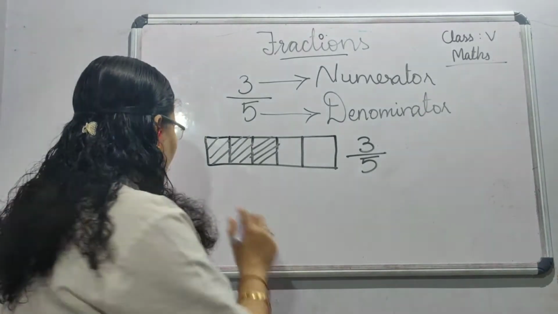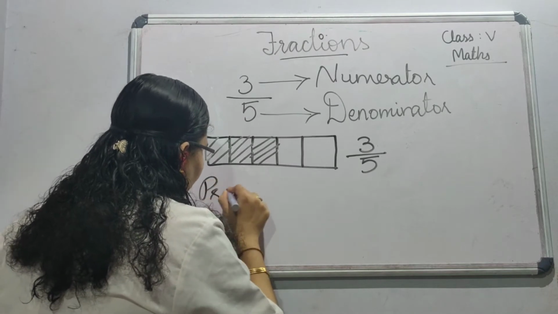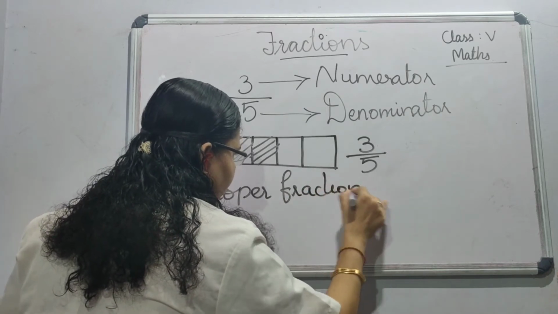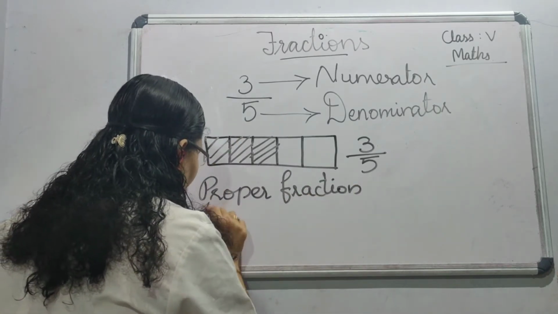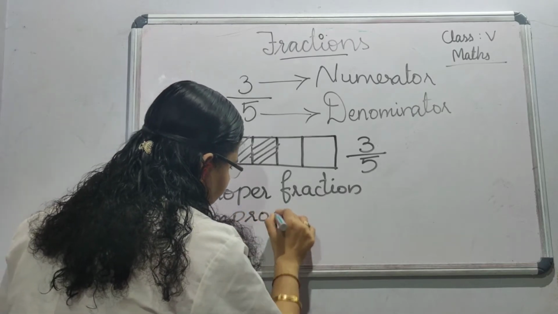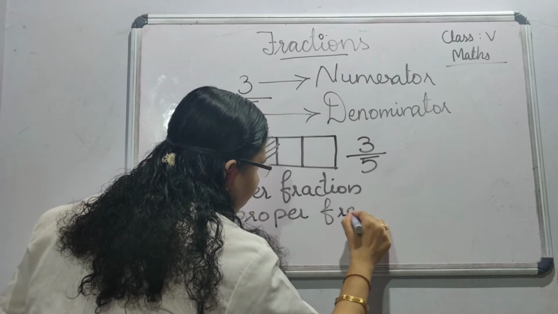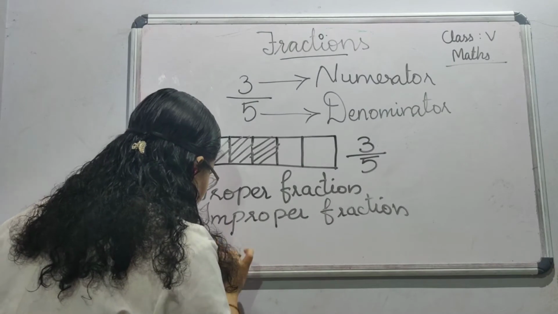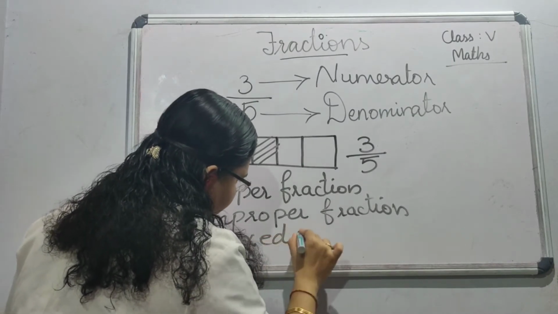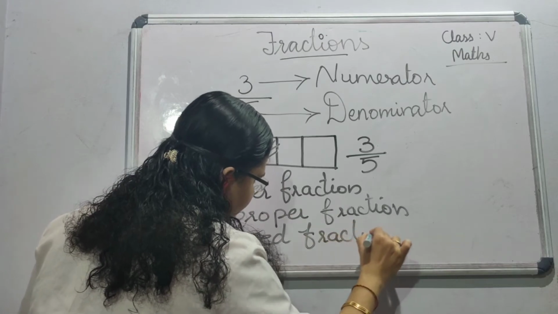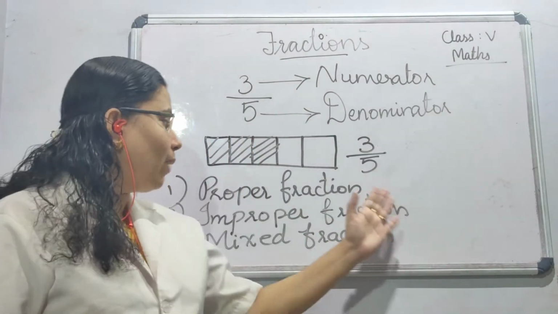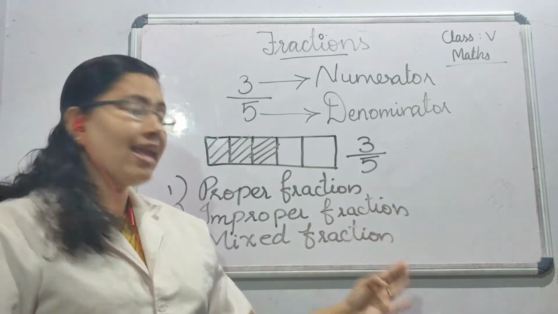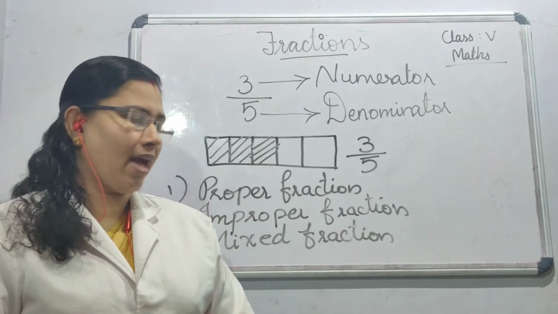We will discuss that. First one is proper fraction. Second one, improper fraction. And now the third one is mixed fraction. Okay, we can divide it into 3 parts like proper fraction, improper fraction and mixed fraction. I'll give you some examples for this.